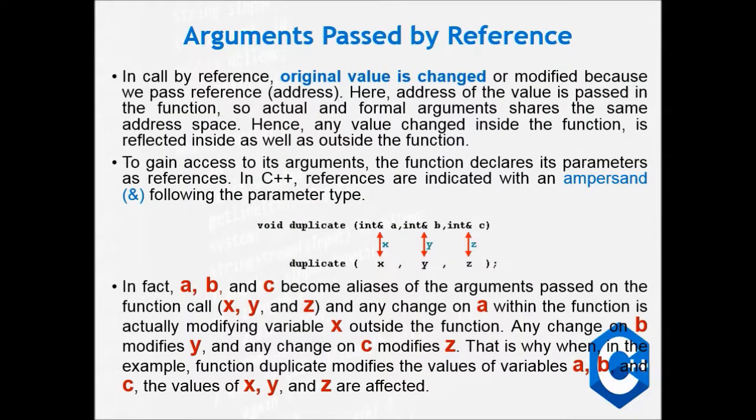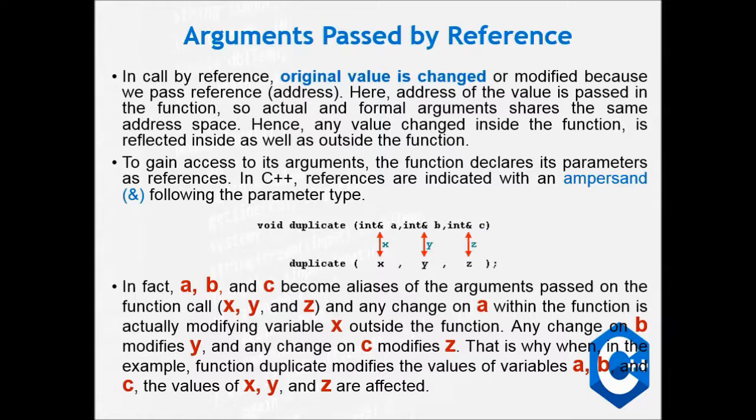So second is call by reference, where arguments are passed by reference. In call by reference, original values are changed or modified because we pass reference addresses. Here the address of the value is passed to the function, so actual and formal arguments share the same address space, as we saw in our previous slides where we explained reference variables. Hence, any value changed inside the function is reflected inside as well as outside the function.